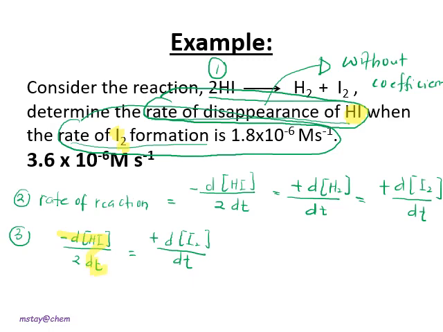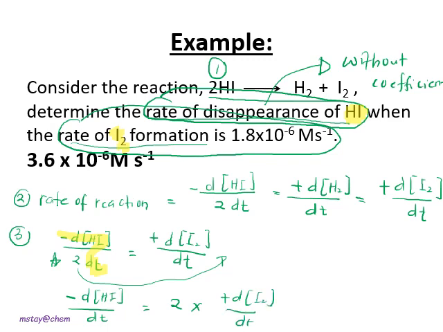Okay, so that means we have to change the number 2 over here. We need to move it to the other side. So when we rewrite again, here it will be negative dHi over dt equal to, the operation over here is division. So when I move it to the other side, it will become multiplication. So it will be 2 times the plus dI2 over dt.